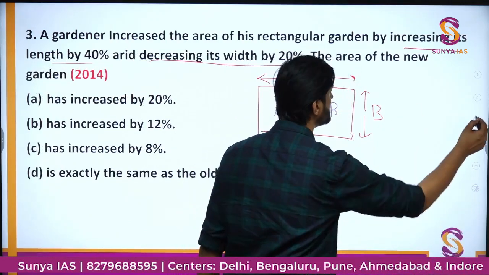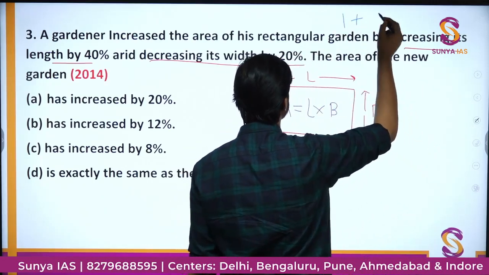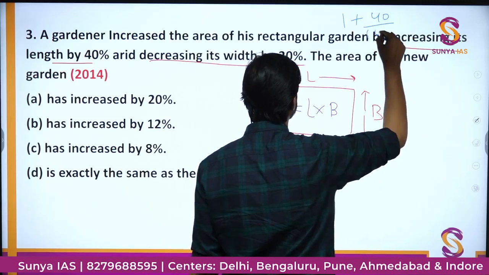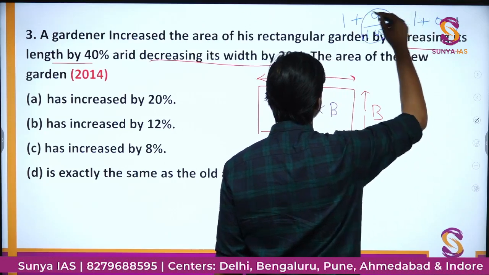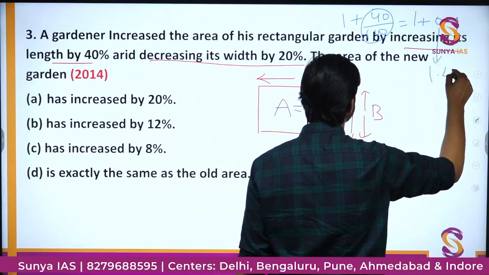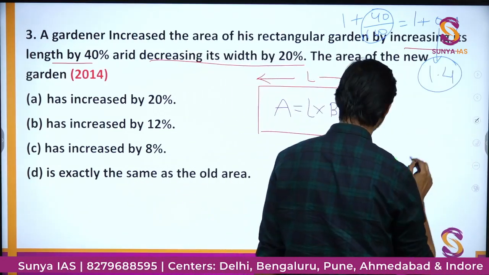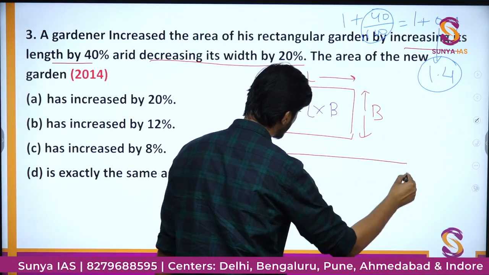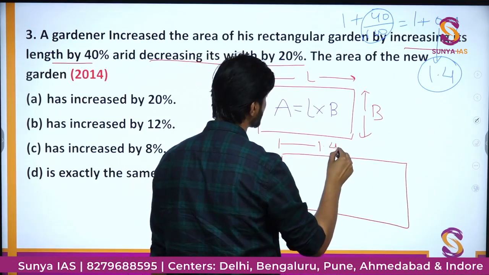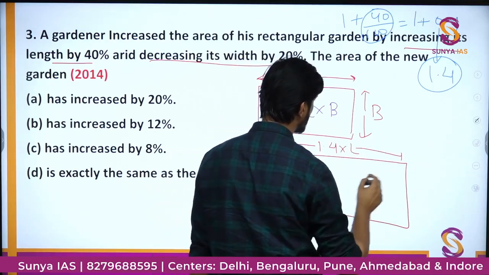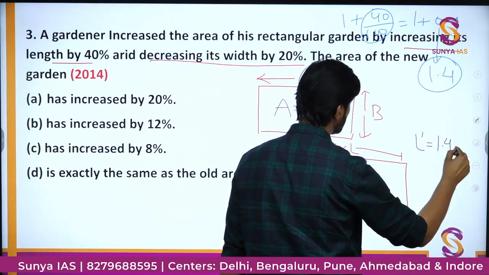So if something is increasing by 40%, you simply have the initial value of 1 plus 40%, which can be represented like this, 40 by 100. So you can represent it as 1 plus 0.4, and ultimately it will be 1.4 times, right? So in the new rectangle the length is now greater and it is 1.4 times L. So the new length, let's call it L dash, is equal to 1.4 times L.